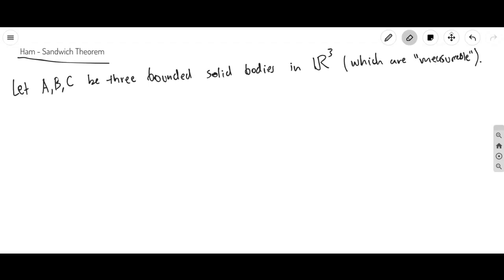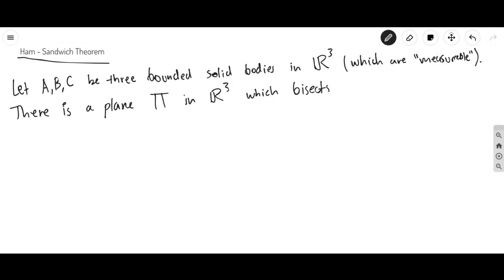So we have three solid bodies in R3, and what we're saying is we can find a plane. Let's call this plane pi, capital Pi. There's a plane in R3. So the plane represents a knife, right? That's the cutting plane, that's the knife. There's a plane in R3 which bisects A, B, and C simultaneously.